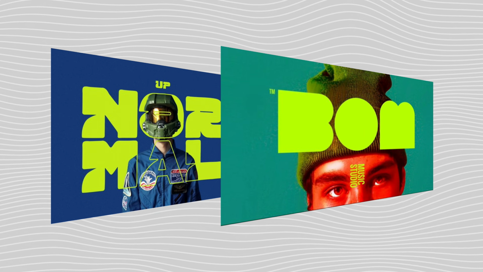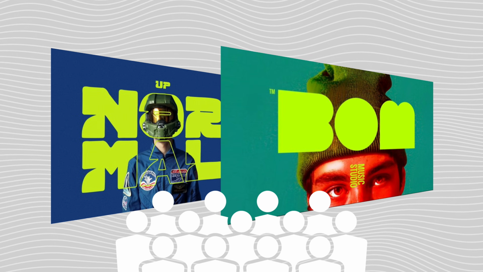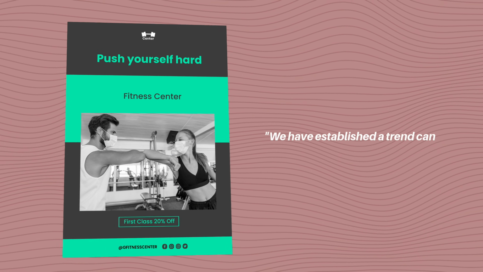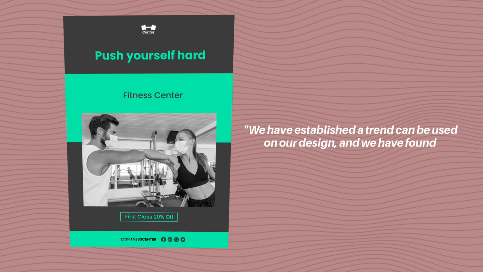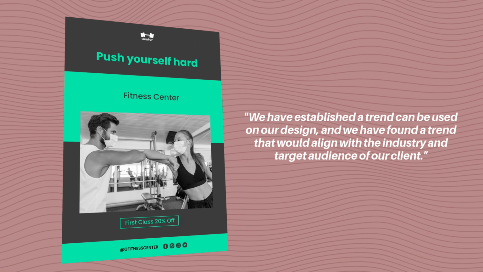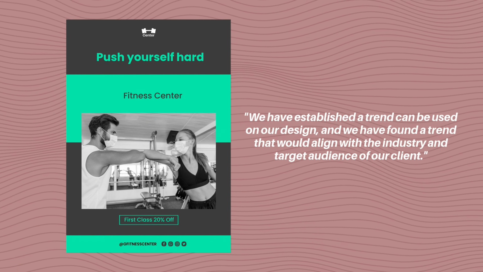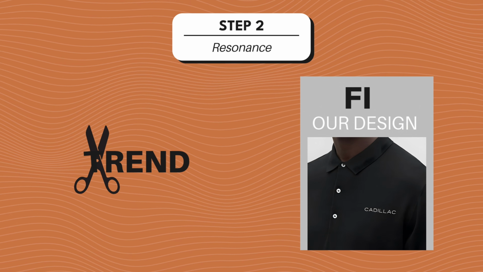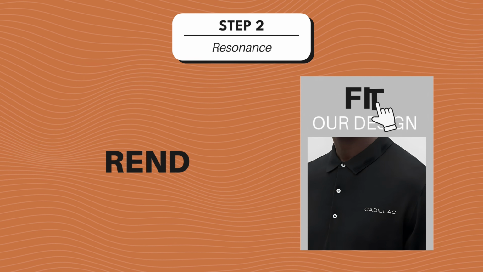Also, the aesthetics of this trend align with younger people who typically are the people who sign up to fitness studios. So first, we have established that a trend can be used on our design, and we have found a trend that would align with the industry and target audience of our client. Now here's where a lot of designers actually go wrong in this situation. The next step is step 2 in the strategy, and that is resonance. This is where we want to tailor the trend to fit our design.